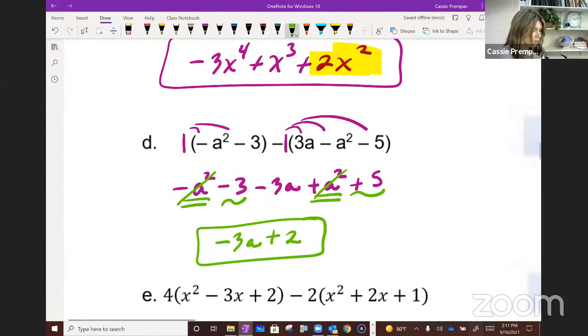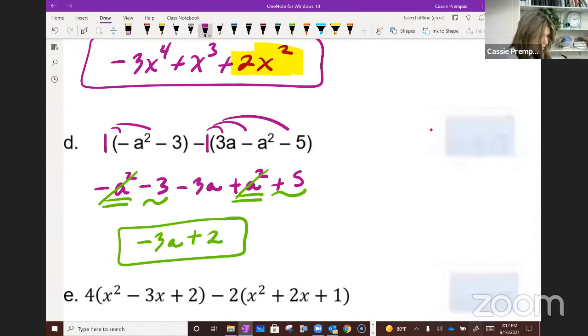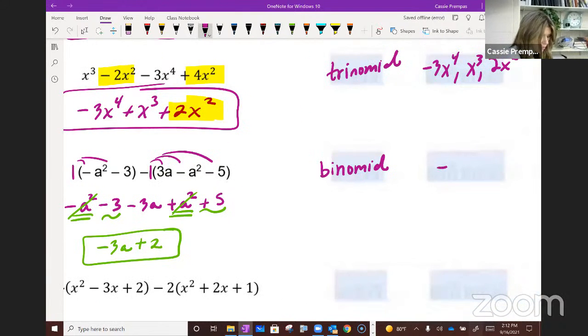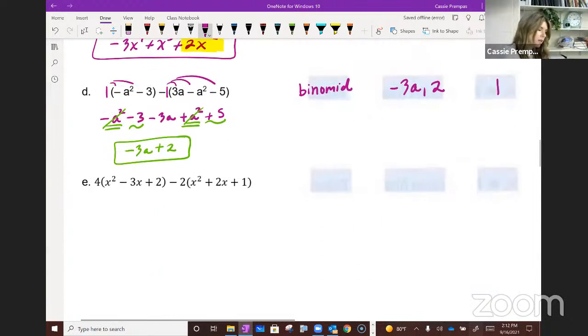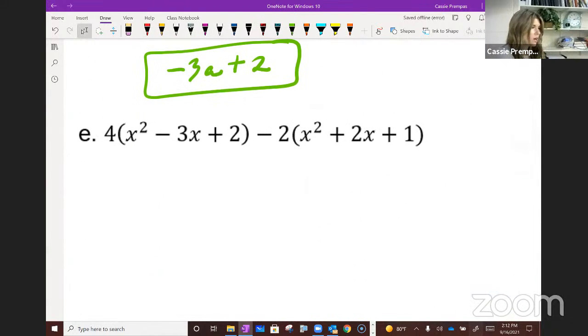What type of polynomial is this? So once I simplify it, right, it's a binomial. I want to distinguish those terms, so I'll have -3a and 2. And what would be the degree of this one? Nice. Okay, letter E. Letter E, go ahead and try this on your own. If you're stuck, look up here. I'll be doing it with you.